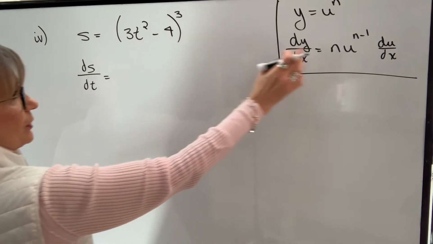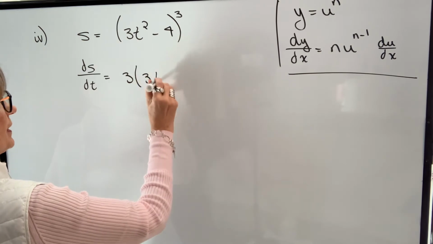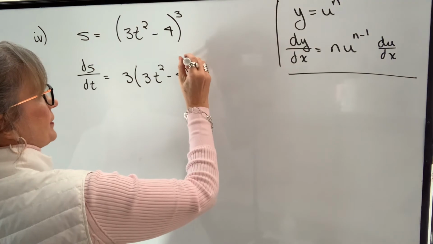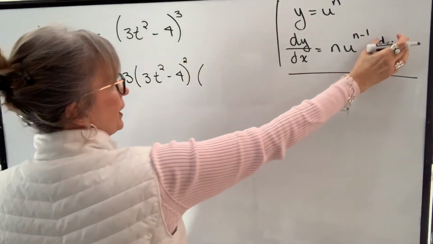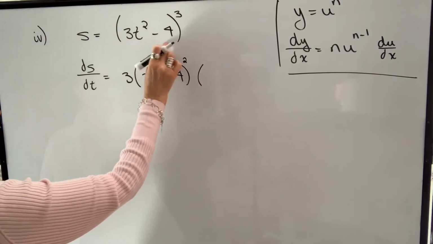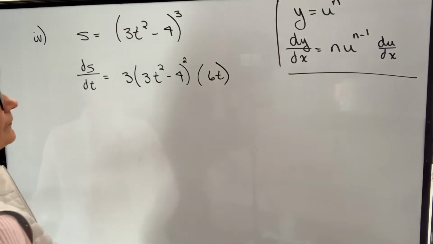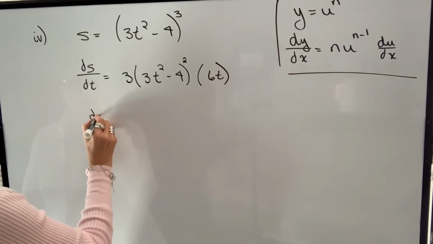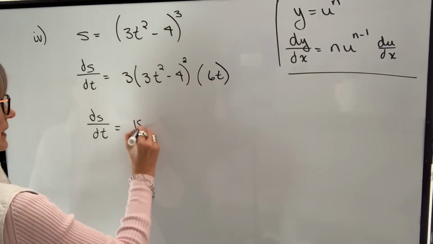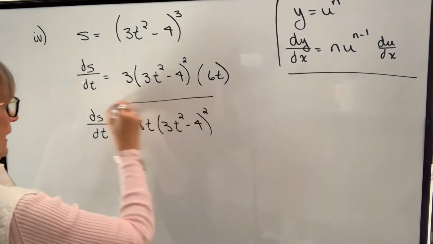It's a power, so I use my rule, 3 times my u, which is 3t squared minus 4, to the power of n minus 1, which would be to the power of 2. And then don't forget about multiplying by the derivative of what's inside. This time, though, it'll be with respect to t. So the derivative of this will be 6t. And you might want to combine your factors. 3 times 6t, which would be 18t, times this power, and we're done.